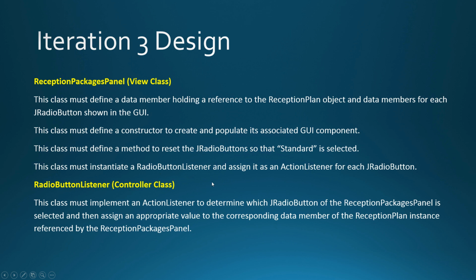Associated with that view class is going to be its controller class, the radio button listener. It's going to implement the action listener interface, and what it's going to do is whenever one of those radio buttons is selected, we're going to set the corresponding member of the reception plan to an appropriate value, indicating either standard, deluxe, or premium package selected.